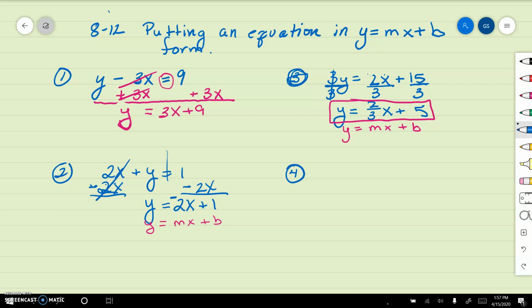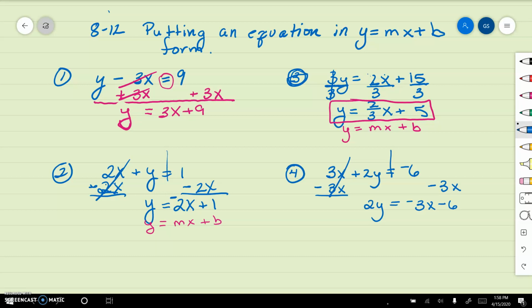Number 4, 3x plus 2y equals negative 6. We are trying to get y by itself. We have a lot going on here. If I'm trying to get y alone on the left side, I have to get rid of the 3x and the 2. We're going to get rid of the 3x first, so we're going to subtract 3x from both sides. We get 2y equals negative 3x minus 6.